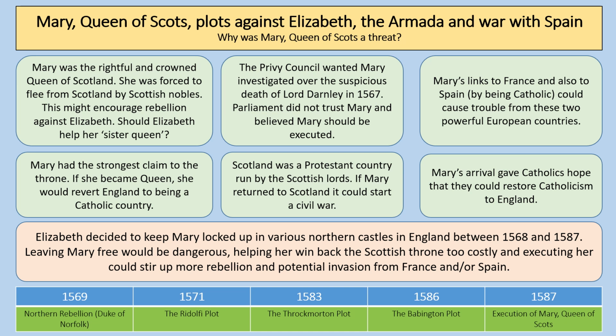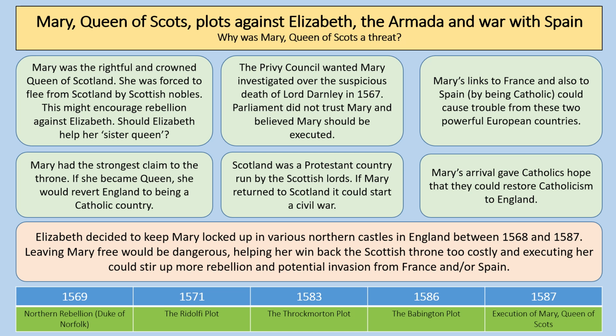Mary had links to France and also to Spain by being Catholic, and she could cause trouble from these two powerful European countries. Mary had the strongest claim to the throne. If she became queen, she would revert England to being a Catholic country. Scotland was a Protestant country, so if Mary returned to Scotland, it could start a civil war, so it would be difficult for Mary to ever return to Scotland. Mary's arrival gave Catholics hope that they could restore Catholicism to England.